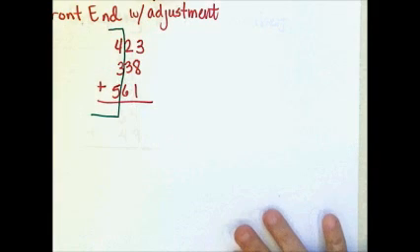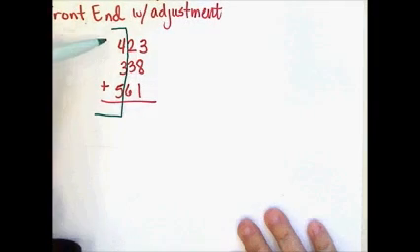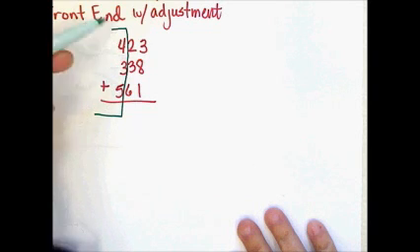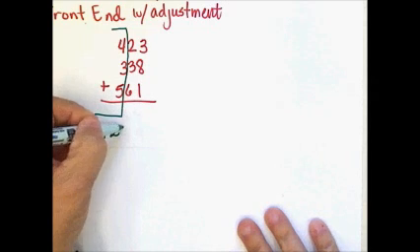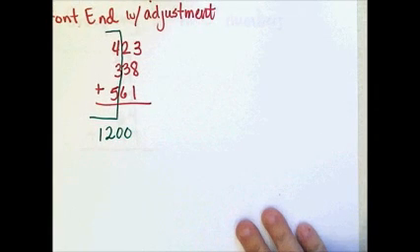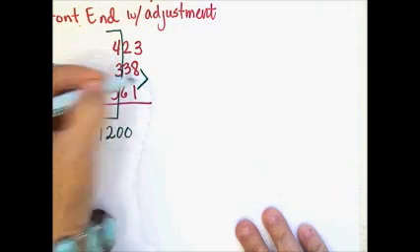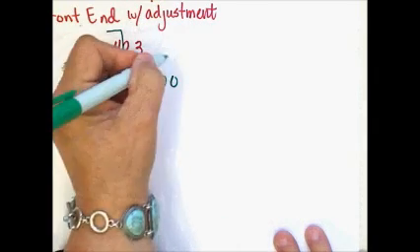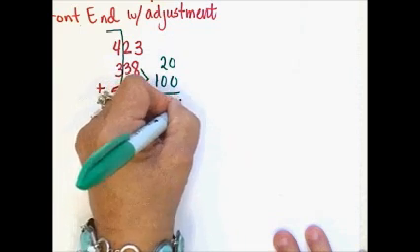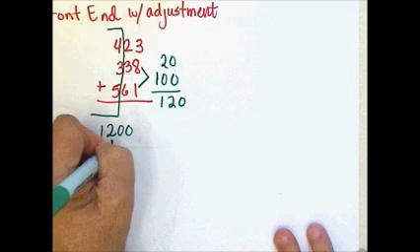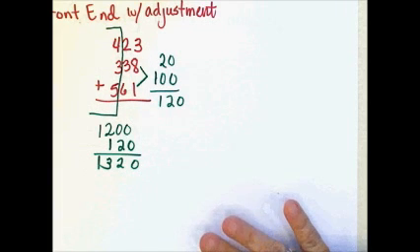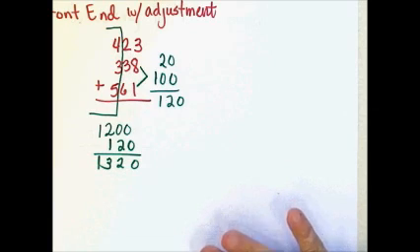Okay, so front end would be that part there. And when I add that part, I have 4 plus 3 is 7 plus 5 is 12. So this is like 1200. But now we can get a better estimate than that. If I look at these two pieces, it's not exact, but that's close to 100. And then that would make 20 more. So I actually have 120 over here, and I have 1200 there. So my adjusted estimate is 1320.